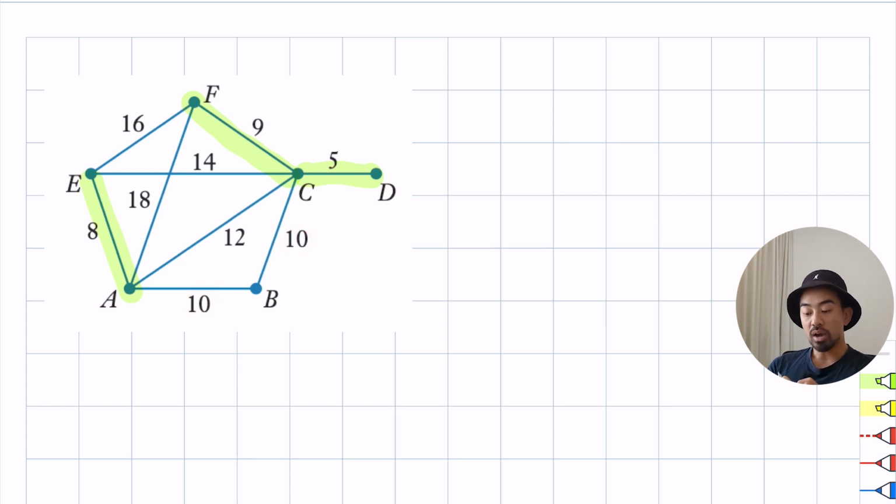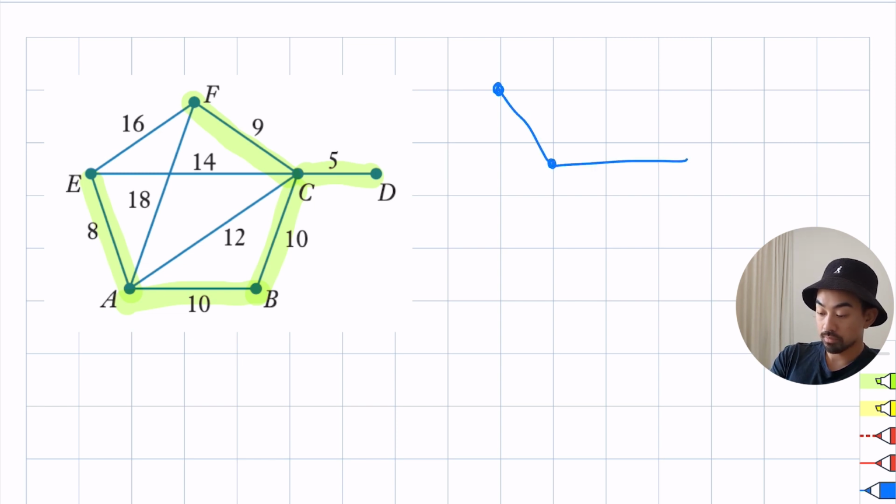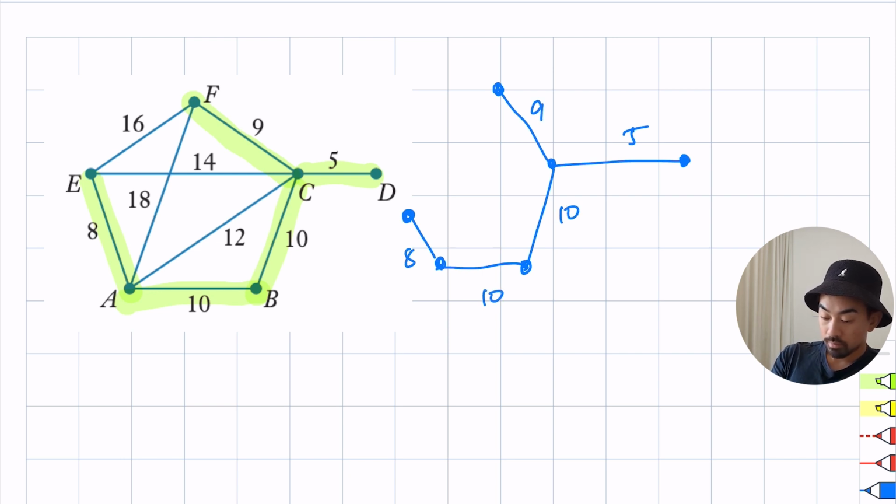Now once again, if you have 2 which are the same weight, as long as it doesn't make a cycle, just do them both simultaneously. So do them both at the same time. 10 and then there. And then lastly, looks like we're done. So all the vertices are connected. So if you would like to draw this out separately, it should look like this. Done.